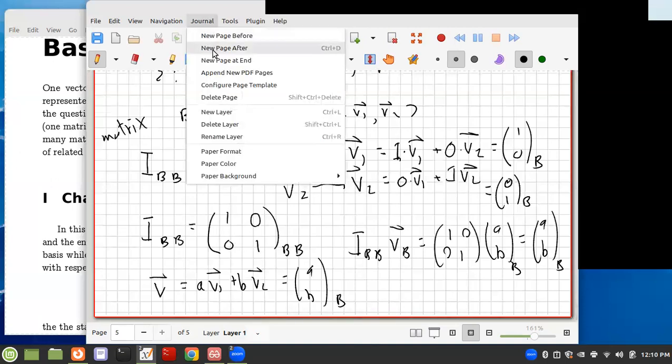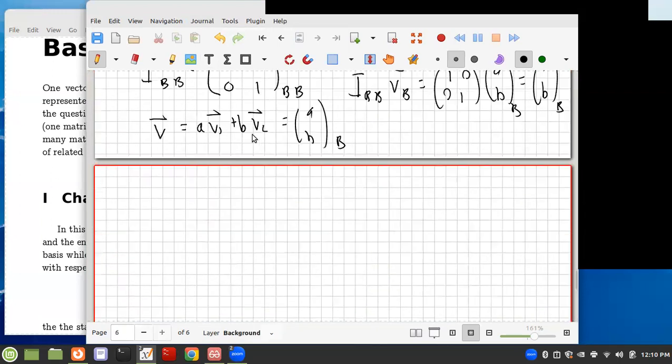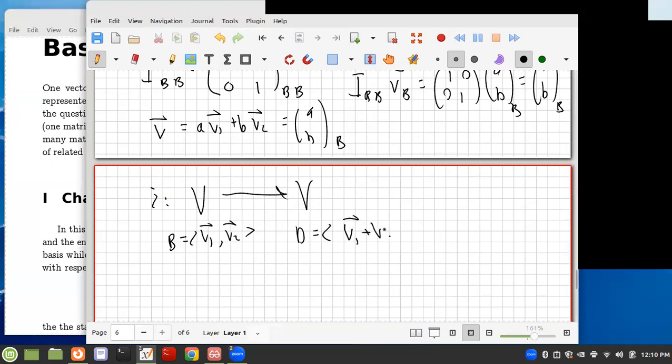But something else is going to happen if we change the basis vectors. So let's look at the same thing. Let's look at the identity map from V to V, but let's choose B equals V1, V2 here, and choose D equals V1 plus V2 and V1 minus V2 as our second basis. So what's the identity map that takes a vector? It still takes a vector to itself, as a map.